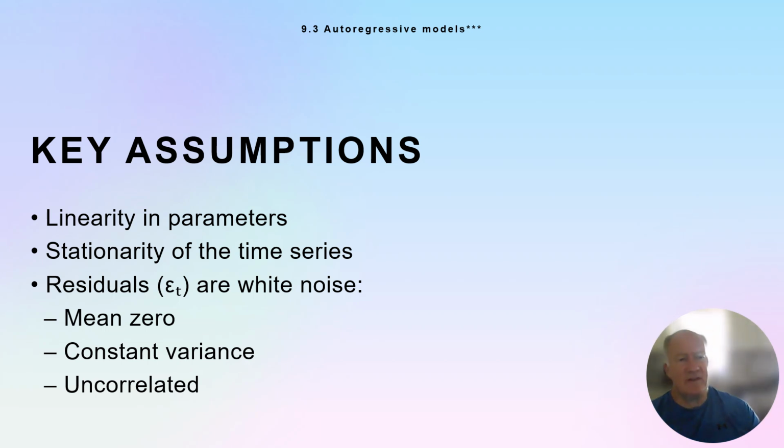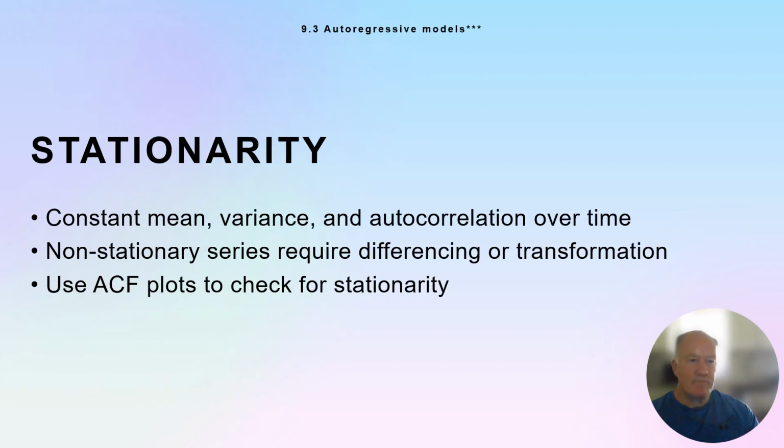The key assumptions are that there's linearity in the parameters, that there's stationarity of the time series, and that the residuals e of t are white noise. So if we were to subtract off the trend and the seasonality, we'd be left with white noise. The mean is 0, there's a constant variance, and they're uncorrelated. Once again, for stationarity, we have constant mean, variance, and autocorrelation in time. Non-stationary series require differencing or transformation, and we use ACF plots to check for stationarity.